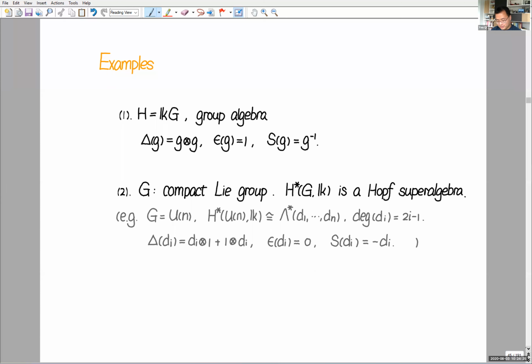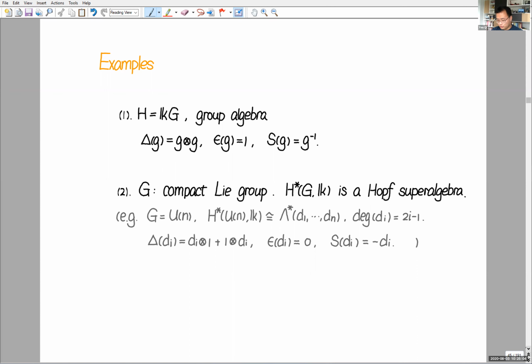So G is a compact Lie group and its cohomology ring is actually a Hopf superalgebra. So it's a graded Hopf superalgebra. For instance, if you take G to be the compact group U(N), the cohomology ring is generated by odd degree generators, so they super anti-commute. So they super commute in the super vector space category. It's the exterior algebra on these d_i, and each d_i has degree 2i minus 1. And all these d_i satisfy delta of d_i equals d_i tensor 1 plus 1 tensor d_i.